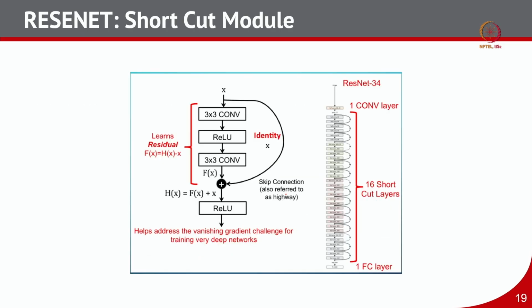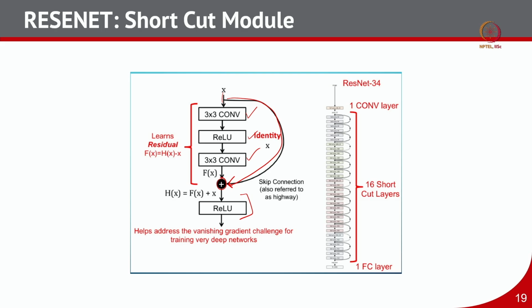Now let us see what exactly these shortcut modules are. We have already seen a 3 by 3 or some n by n convolution followed by ReLU, and then there is another convolution, let us say. Now in ResNet they have these skip connections or shortcut connections. The input is added to the output, and then we perform the ReLU. Okay. That is one residual block.